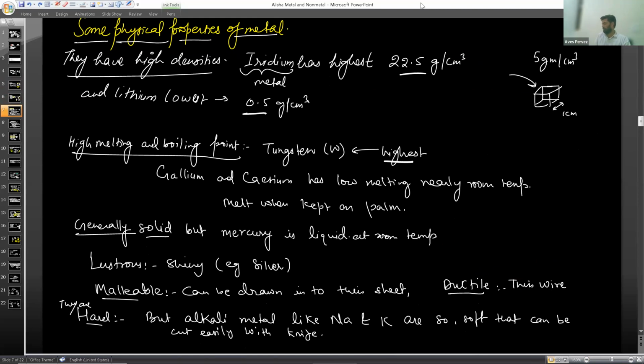Memorize it first, then write. Gallium and cesium. Okay, sir. Done. Memorized. Yes, sir.